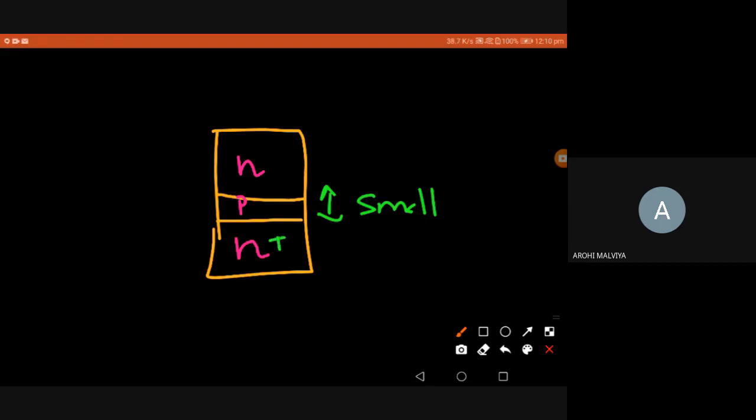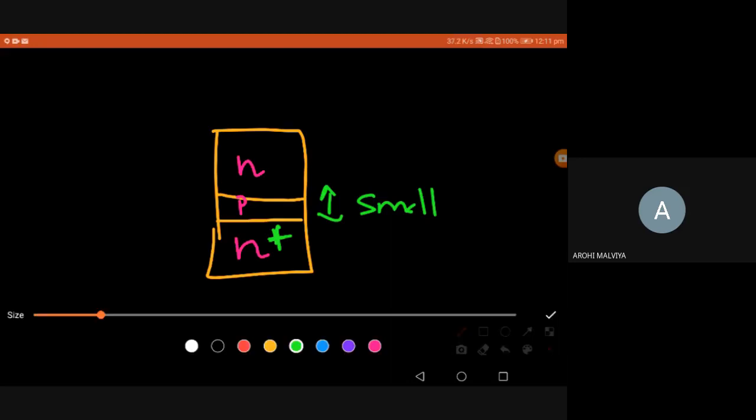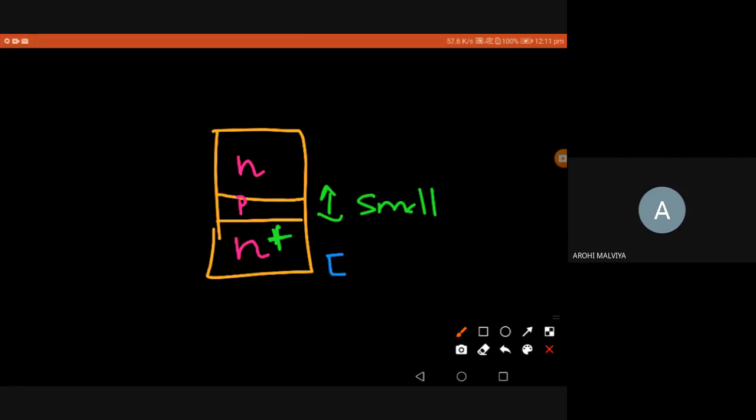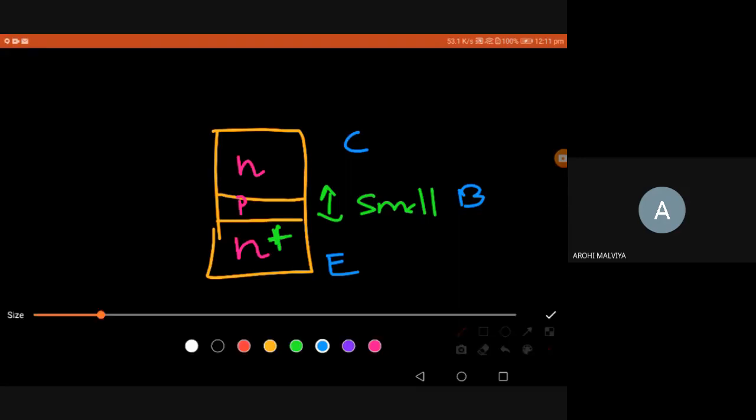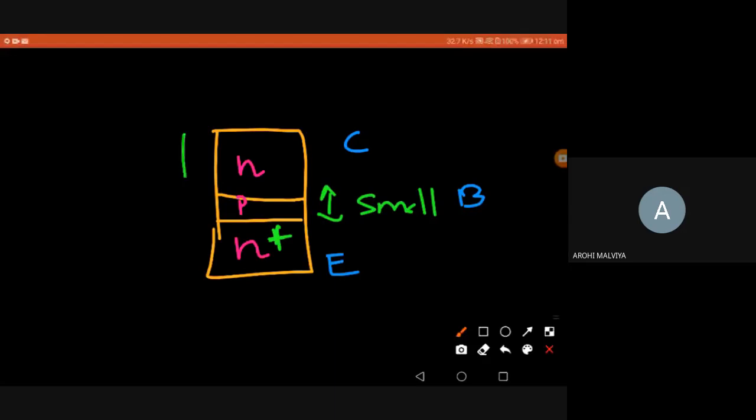So this is the emitter, and this is N plus, that means heavy doping of N carriers or electrons on the emitter side. Okay, so which is the emitter here? I call this the emitter, this is the base, and this is the collector. Another thing you can note is that here the collector size is a bit higher than the emitter size. You can see the width also: the emitter width is a bit less than the collector width. We'll see why later.